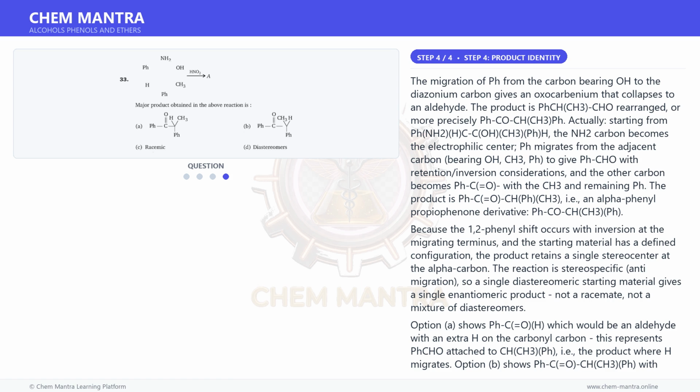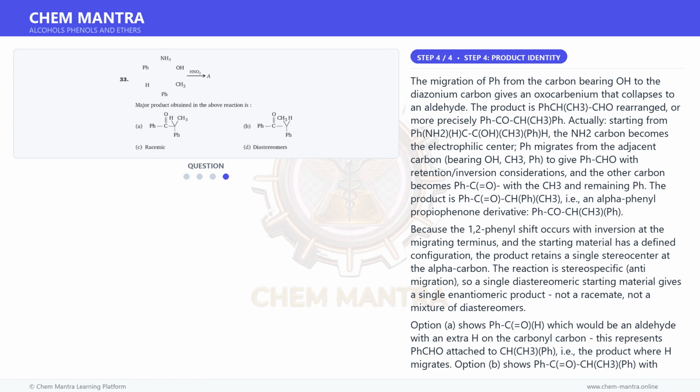The product is PhCH(CH3)CHO rearranged, or more precisely PhCOCH(CH3)Ph. Actually, starting from Ph, NH2, H, C, or CH3, Ph, H, the NH2 carbon becomes the electrophilic center, Ph migrates from the adjacent carbon bearing OH, CH3, Ph, to give PhCO with retention or inversion considerations, and the other carbon becomes PhC=O with the CH3 and remaining Ph. The product is PhC=O, CH(Ph)CH3, i.e., an alpha-phenyl propiophenone derivative, PhCOCH(CH3)Ph.